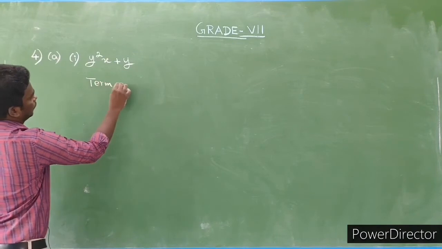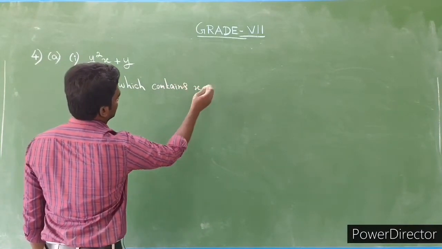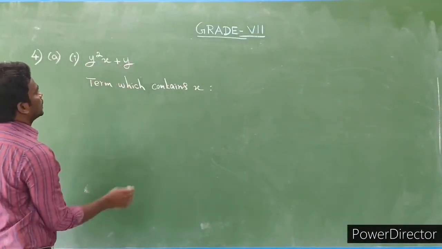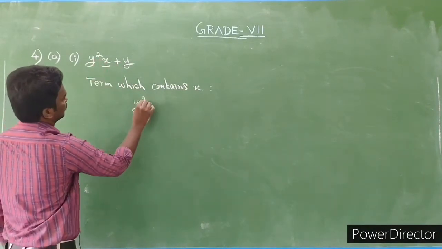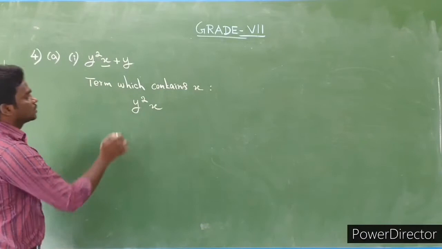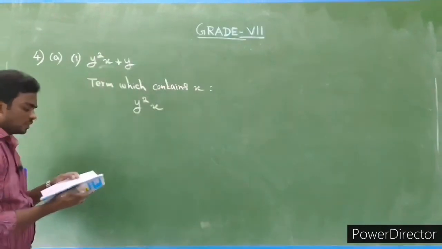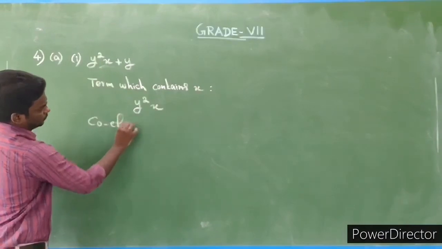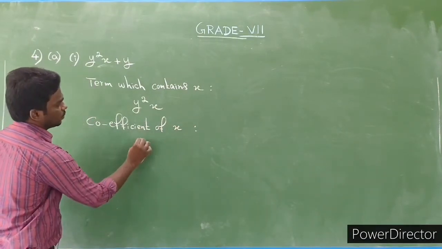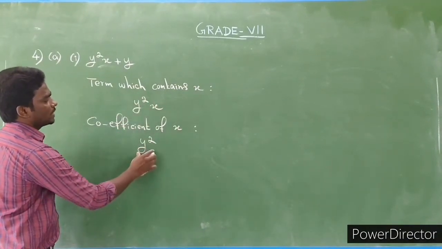So what are the terms which contain x here? The term which contains x is y square x. We don't want to write the term y because we want to write the term which contains x. So we write y square x only. Next, give the coefficient of x. The coefficient of x is y square, because x is multiplied by y square here. So y square is the coefficient of x.